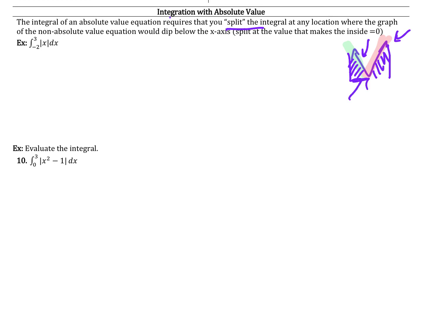So what we're going to do is we're going to split up our integral at the value that makes the inside of the absolute value equal 0. So if we look at this example here, we're going to split at 0 because that's what makes the inside 0.